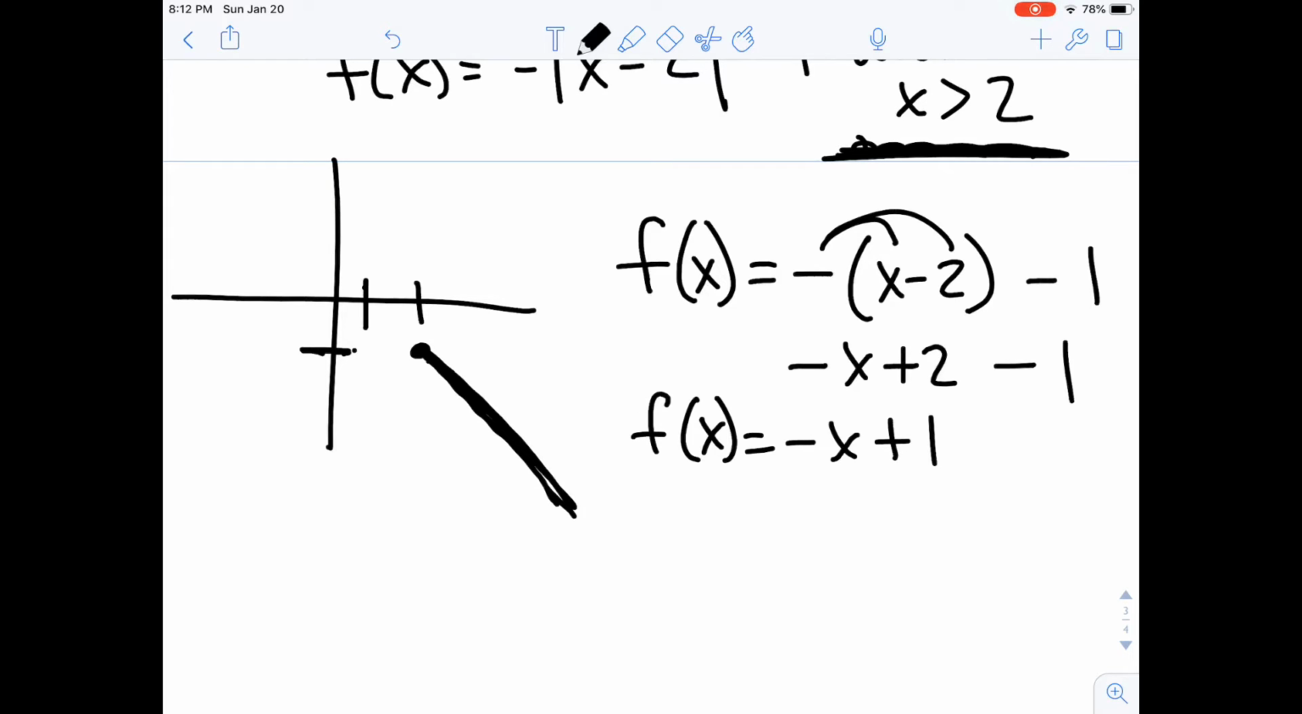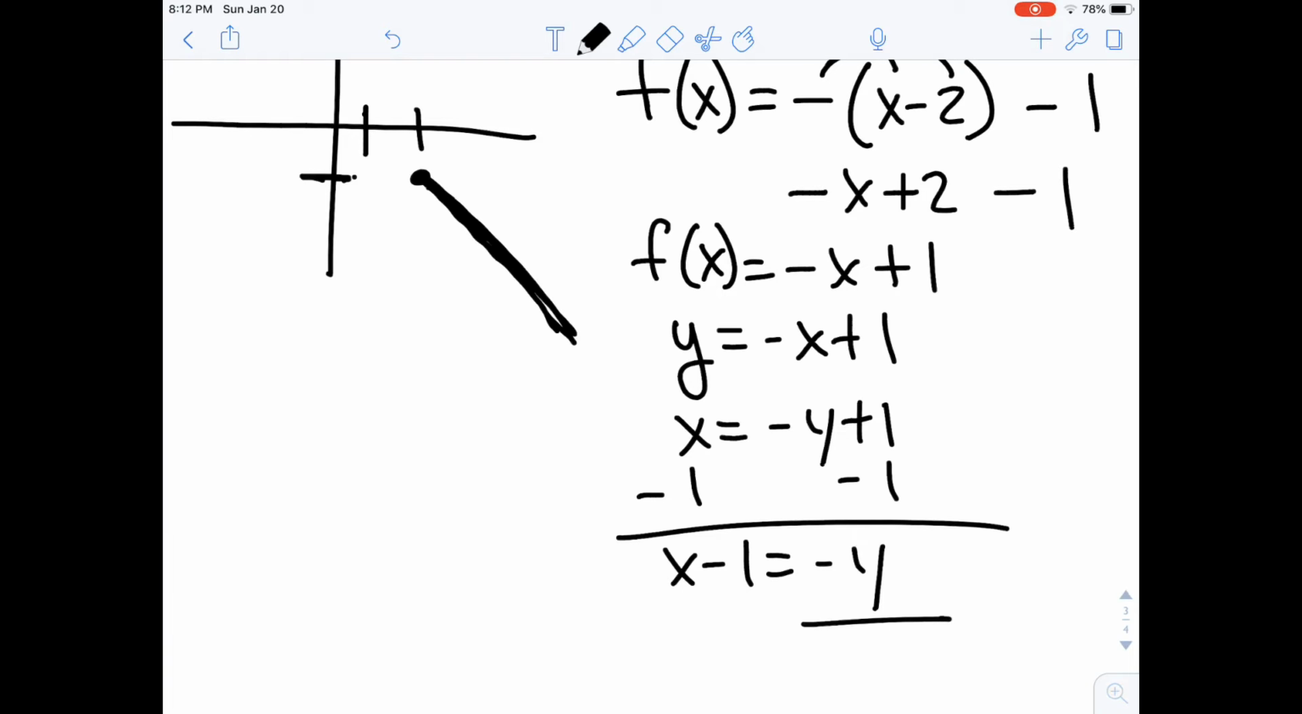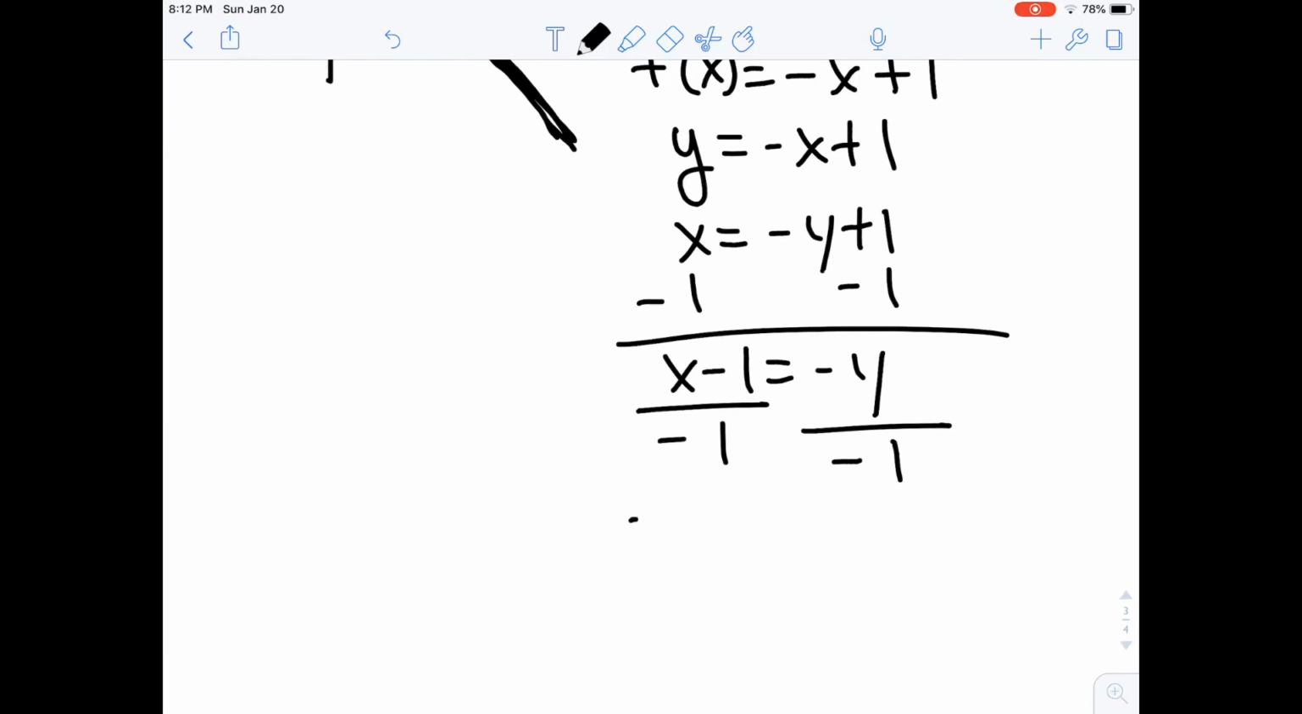And now you follow the same rules as above. Change f of x to y. Interchange x and y. Solve for y. Subtract 1. x minus 1 equals negative y. Divide by negative 1. You have negative x plus 1 equals y. And there is your equation.